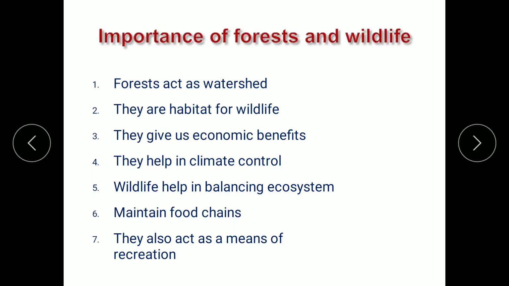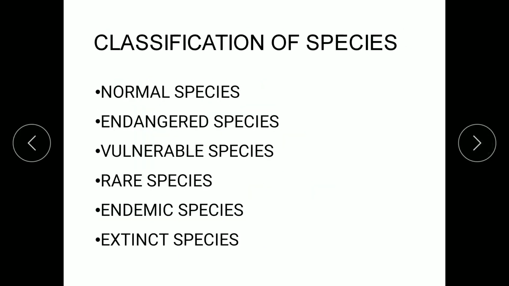Different types of food chains and food webs are developed in an ecosystem. All are interdependent and interrelated. They help in climatic control. Wildlife helps in balancing the ecosystem. They maintain the food chain, and sometimes we visit the forest to witness the natural beauty. Now we have developed the lion safari, tiger safari, and so many things used as picnic spots for our recreation.